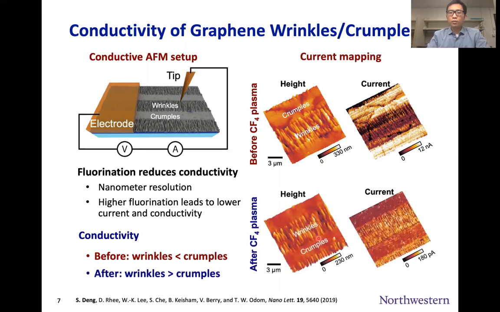After the reactions, the wrinkle region becomes more conductive than the crumple region. Again, this is because the crumple region has a higher surface functionalization, fluorination coverage, than the wrinkle region, so it has a further reduction of conductivity than the wrinkle region. This further confirms and demonstrates that by introducing spatially defined local curvatures, we can spatially define the chemical reactivities as well as control the surface electronic properties of the graphene, which is quite amazing.